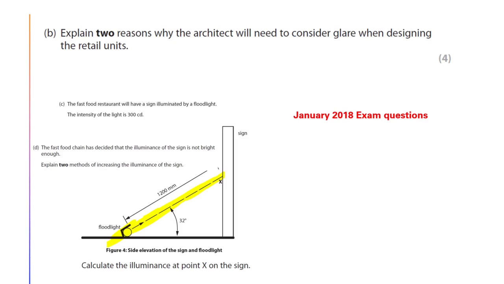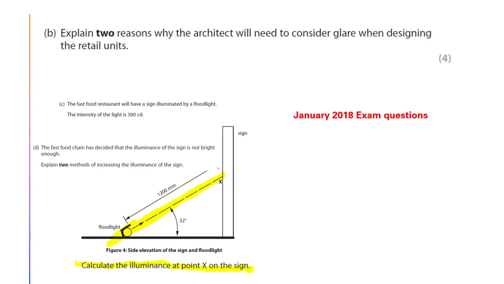So how are we going to do that? Well, I'm not going to tell you. I will inadvertently tell you through the second lecture for illumination. But please remember that this bottom question says calculate the illuminance at point X on the sign. So this is the kind of thing that you need to know.